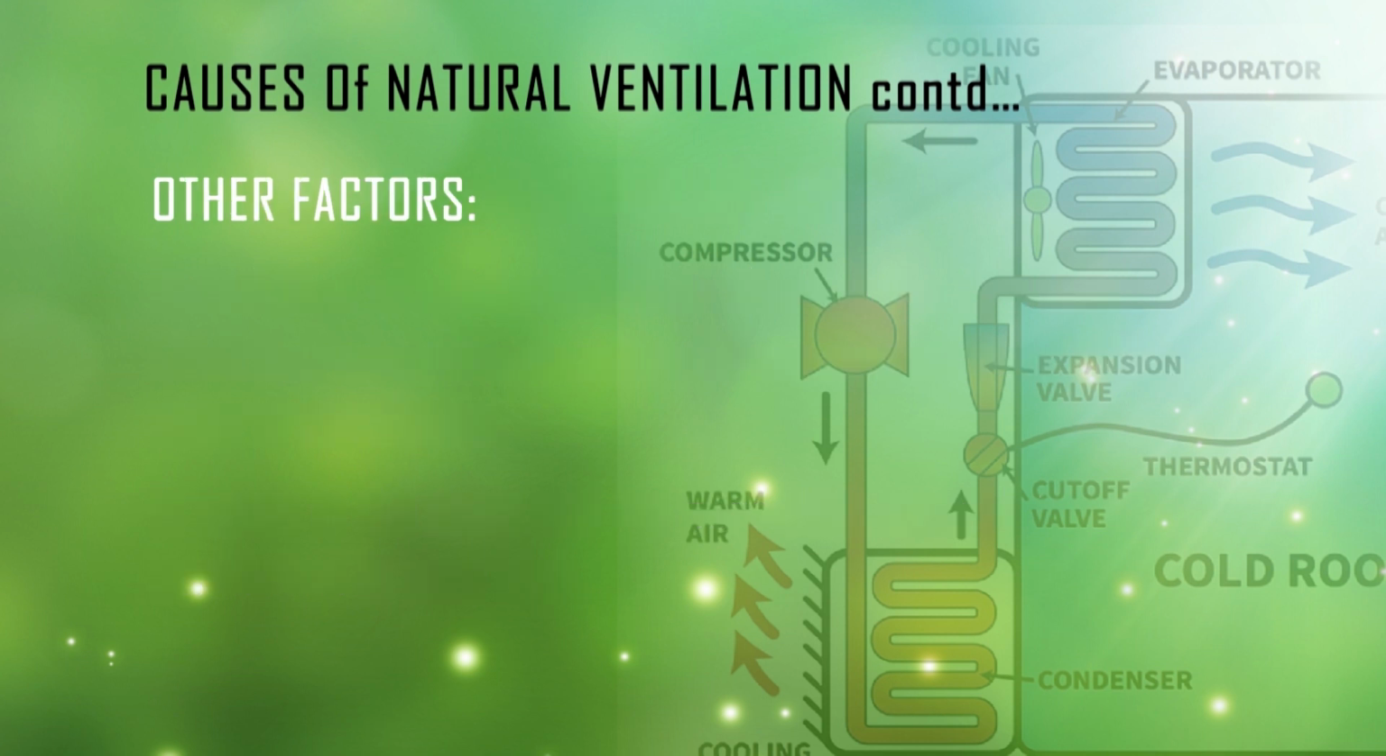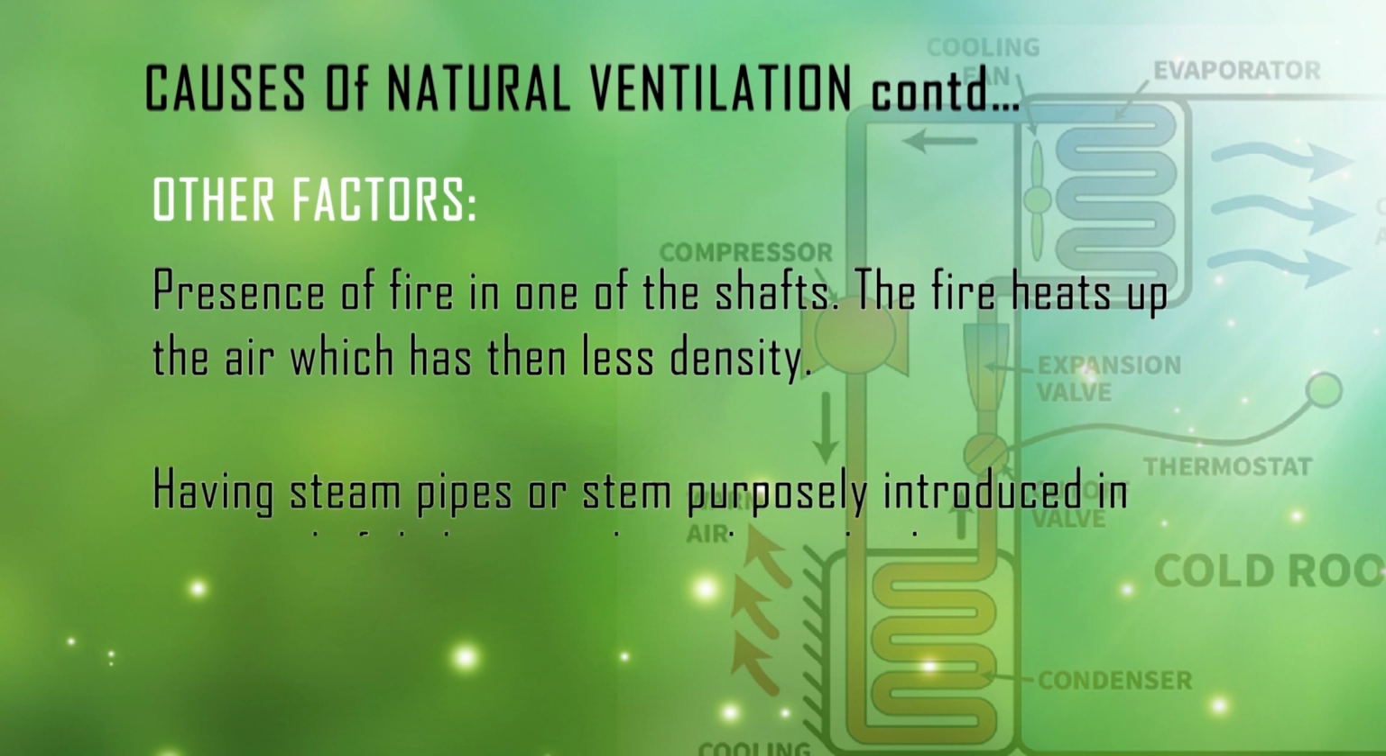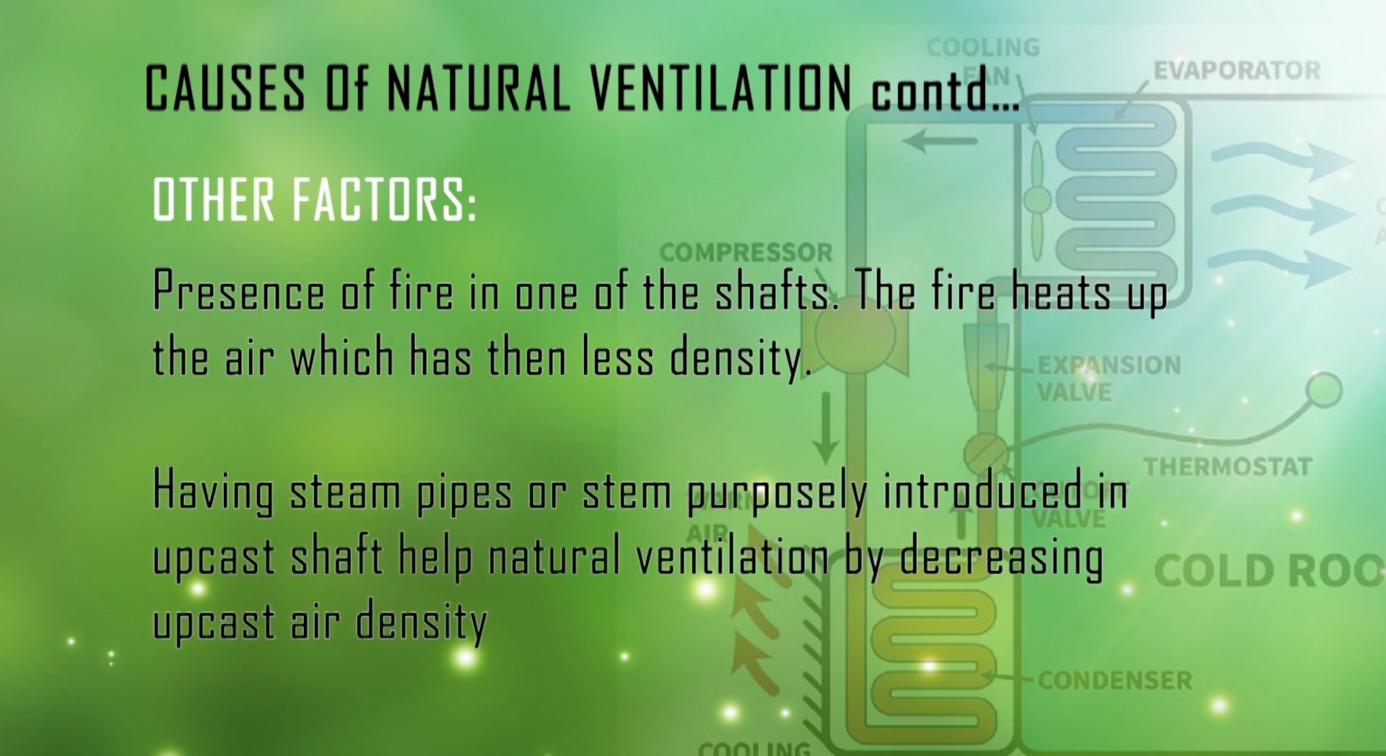Other factors: presence of fire in any one of the shafts heats up the air, which then has less density. If there is a fire in the upcast shaft, the air becomes hot and light, and due to this air moves upward, thus adding natural ventilation. But if there is a fire in the downcast shaft, the downcast air becomes lighter and does not have a tendency to move downward easily, and that is why the natural ventilation becomes disturbed and lesser.